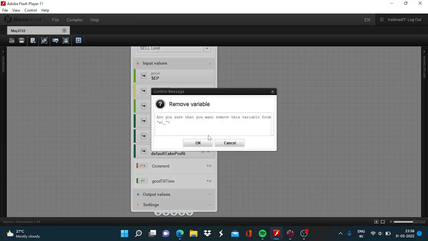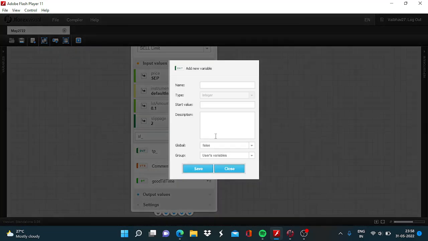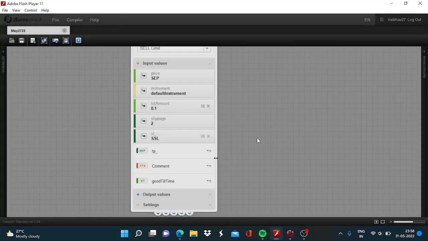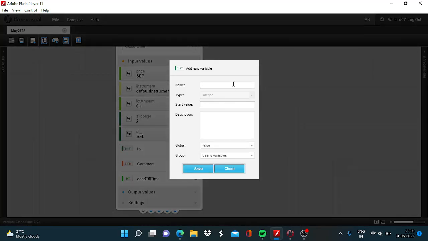Stop loss and take profit. We have to create two new variables for this. This I will name as SSL. The value of it will be derived from this calculation, and this will be named as STP.